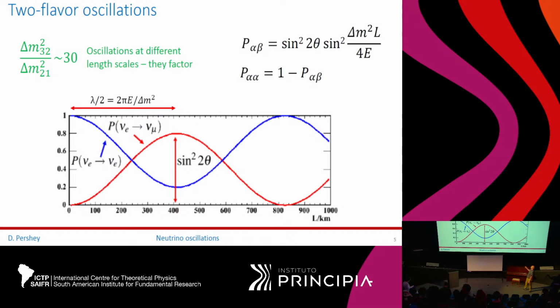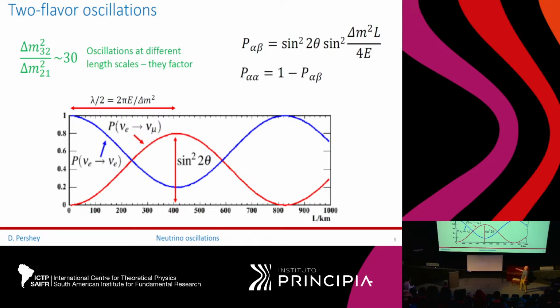Also in this two-flavor approximation, we can very clearly write down what the transition probability will be. This is the so-called appearance channel going from one flavor to the other. That's proportional to just the sine squared of 2 times your mixing angle times the sine squared of this dynamical value, the delta m squared L over E.